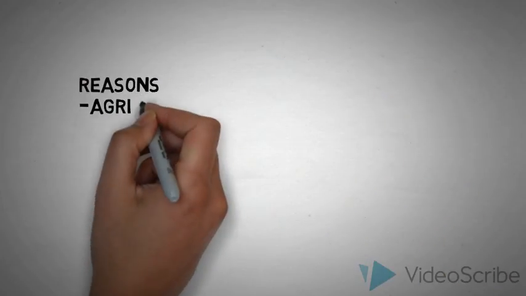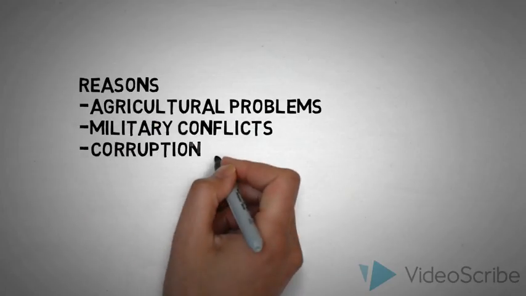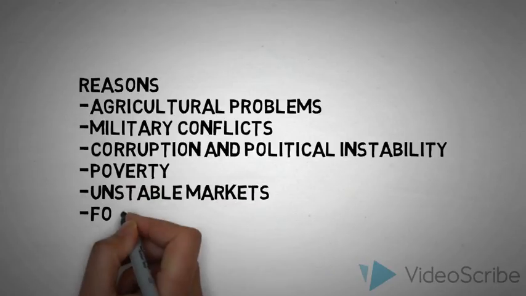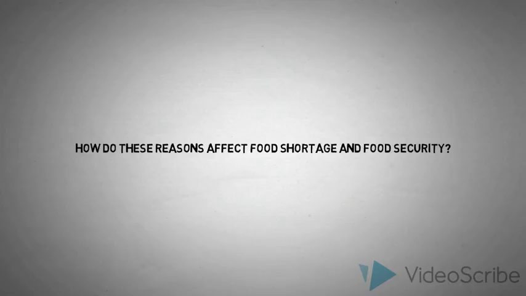There are many reasons that cause food shortage and food security, some of which include agricultural problems, military conflicts, corruption and political instability, poverty, unstable markets, and food wastage. How do these reasons affect food shortage and food security?